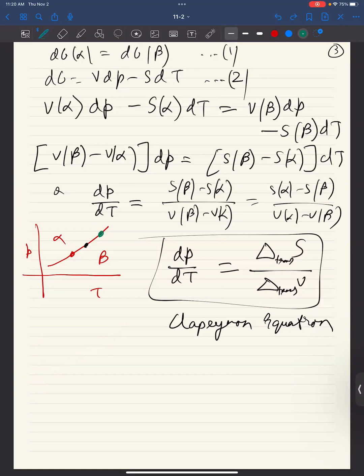So this is the Clapeyron equation. How would I go about measuring it? Volume is easy to measure, right? There is a phase transition going on, and you see how much the volume changed. How would I measure delta transition S? Any ideas? Oh, good. Tell me more. How exactly? But tell me the equation.